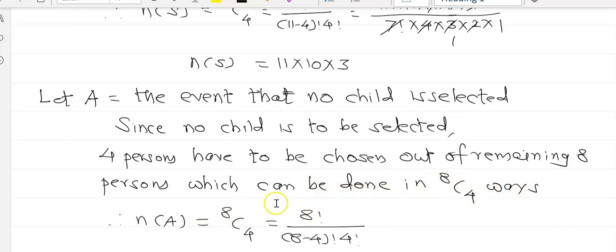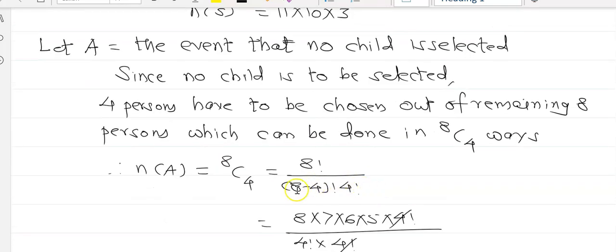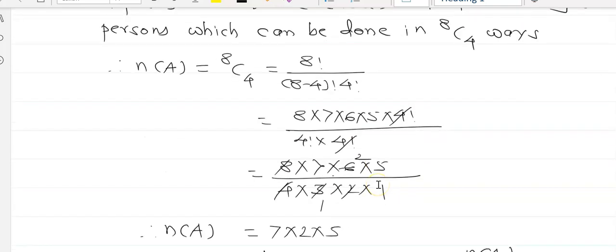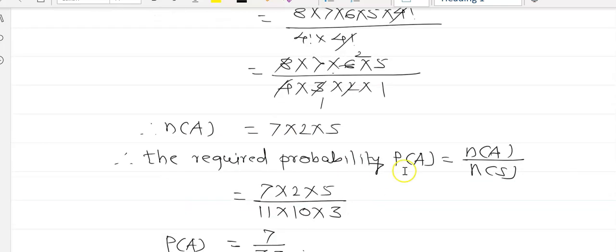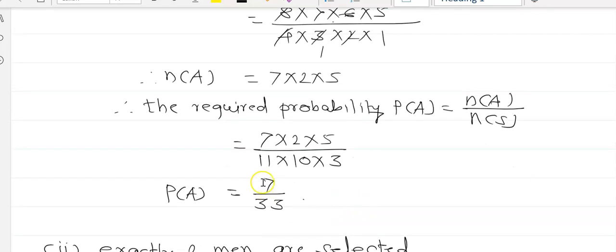Therefore, n(A) is equal to 8C4, that is 8 factorial upon (8 minus 4) factorial into 4 factorial, and after calculations, n(A) is equal to 7 into 2 into 5. The required probability P(A) is equal to n(A) upon n(S), that is 7 into 2 into 5 upon 11 into 10 into 3. Therefore, P(A) is equal to 7 upon 33.